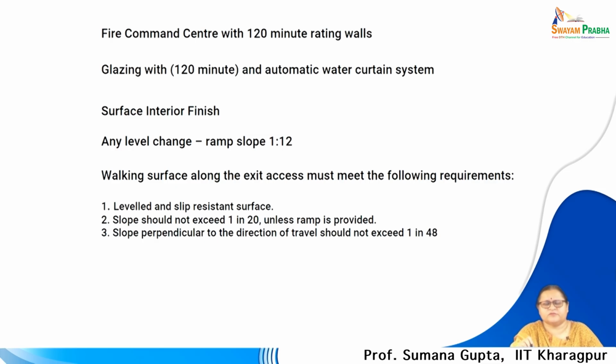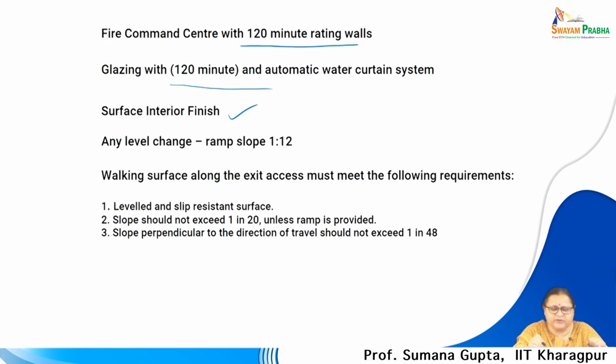general rules on material, typology, building rating. As you can see in this slide, the fire command center, which will control the fire and act when there is a case of fire, should have a 120-minute rated wall. Glazings, if at all, should have a 120-minute rated glazing system with automatic fire curtain, automatic water curtain system, so that it will not get heated. Surface interior finish should be taken care of. Any kind of flammable paints are to be avoided.